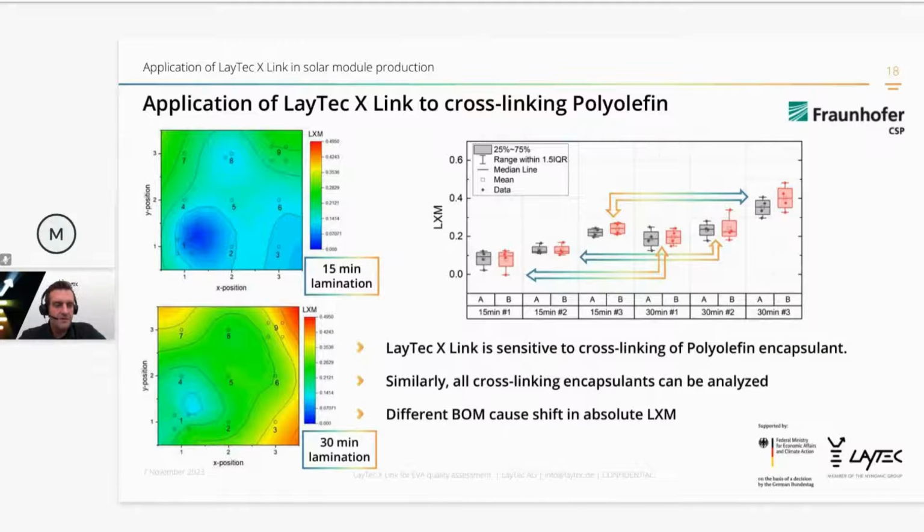Obviously, we're not in the year 2014 anymore, and polyolefin has become a very important material. And this is to show you that it also works for cross-linking polyolefins as encapsulant. So what we see on the left-hand side is, again, the result of a 9-point measurement on a one-cell mini module after 15 minutes of lamination and 30 minutes of lamination.